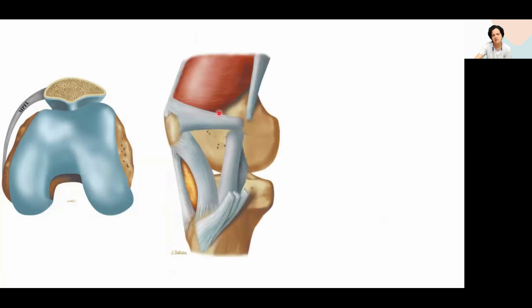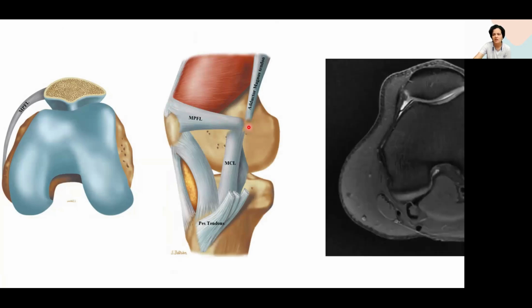This is the medial patellofemoral ligament, and this is the lateral view, where we can see this is the medial patellofemoral ligament, and this is the adductor magnus tendon. They attach at the site of adductor tubercle. This is superficial medial collateral ligament, and these are pes tendons. So again, here we can see this is the medial collateral ligament, and this is the medial patellofemoral ligament. Here you can see this is the medial patellofemoral ligament.